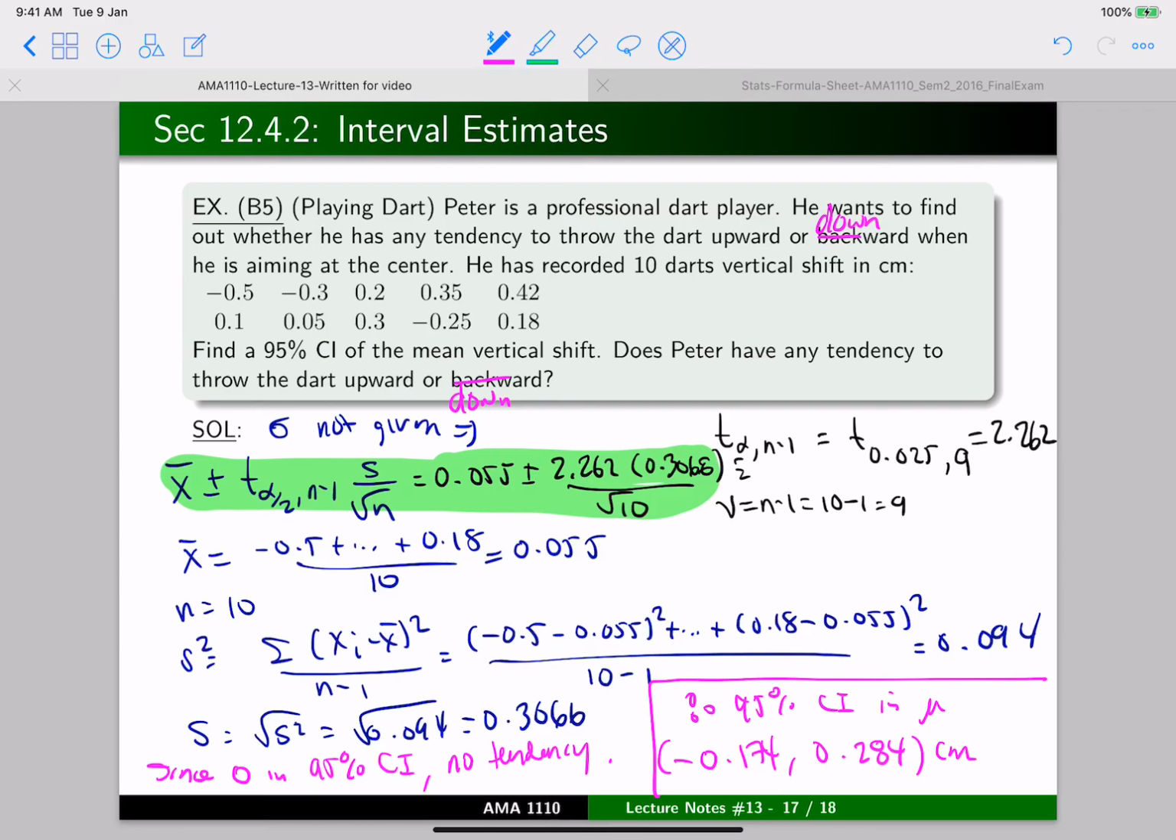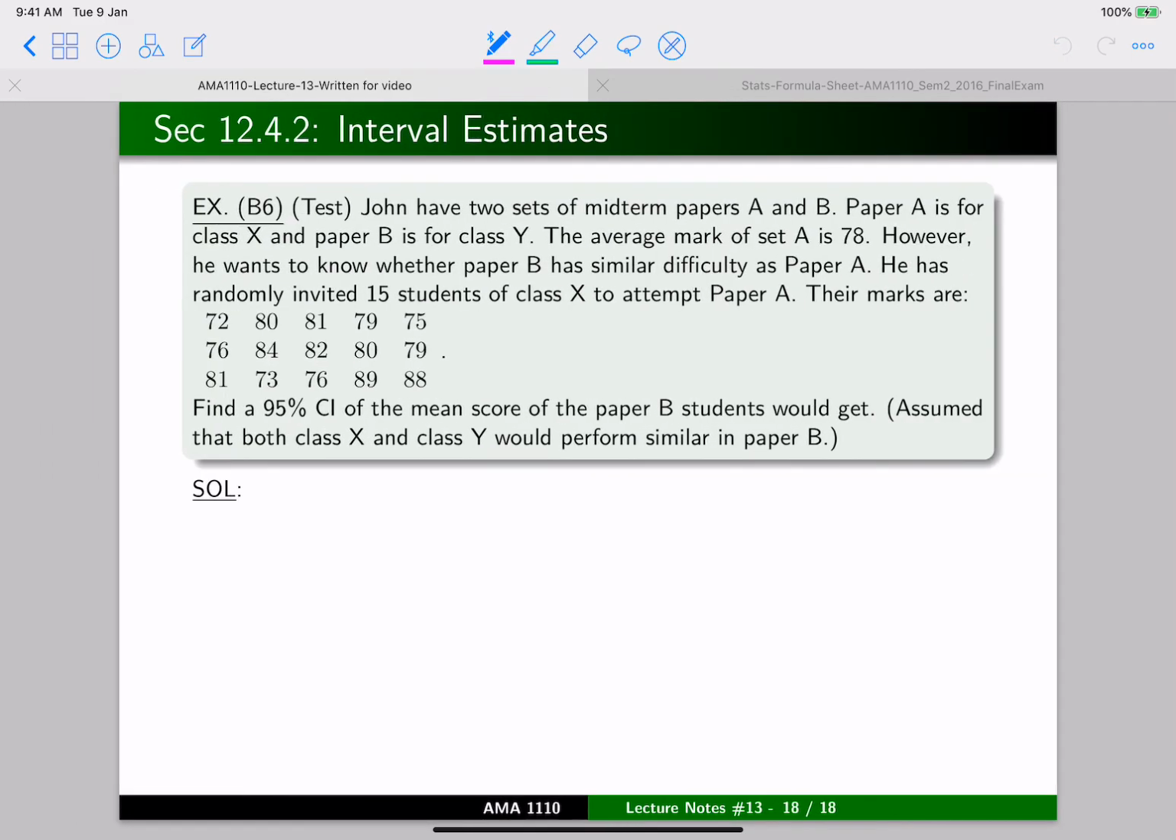And maybe you can try the last example here. The answer here is, the confidence interval in this case is 76.95 to 82.40, to 2 digits after the decimal point. Okay, just try this out.